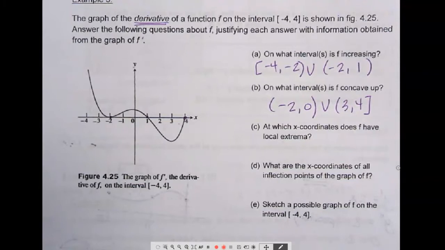At which x coordinates does f have local extrema? Okay, so mins and maxes, where do those occur? 2, 0, 3. -2, -2, 0. 0. No, I have -2. I have not heard the answer yet. -2 and 1. Okay, so let's look at -2.